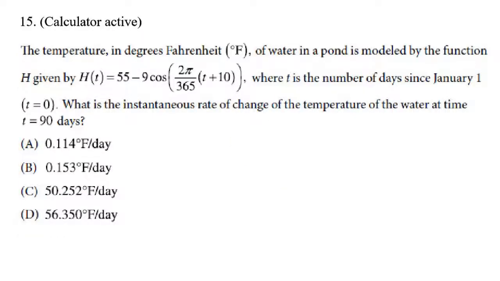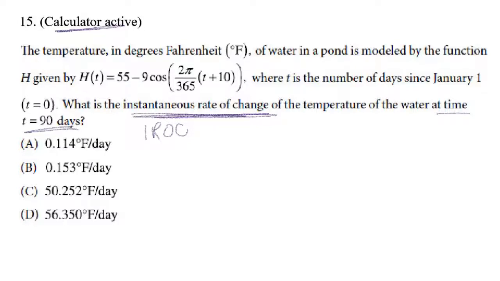Okay, this problem is a calculator active problem. And let's see, it is telling us that the temperature in degrees Fahrenheit of water in a pond is modeled by the function h. And then it's given us h, which looks horrible, where t is the number of days since January 1st. What is the instantaneous rate of change of the temperature of the water at time 90 days?